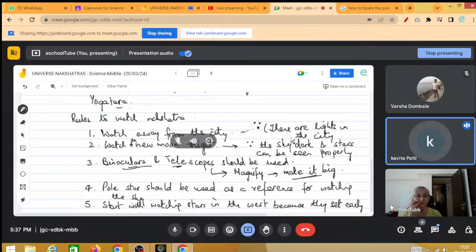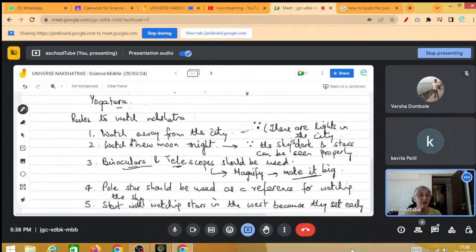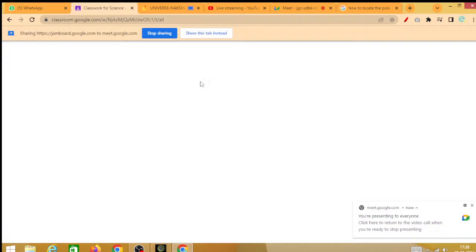Ma'am, because they set early. Set early means once the sun sets, are we able to see them? No. So in the west they set early, so if the stars are setting early, will we be able to see them after a little while? No. That is why you start from the western stars, because we know they will quickly set. Later in the night we will not be able to see them. Harshal, understood?